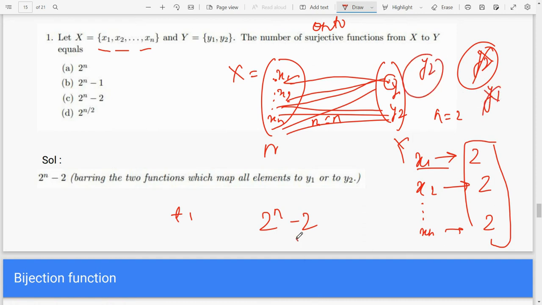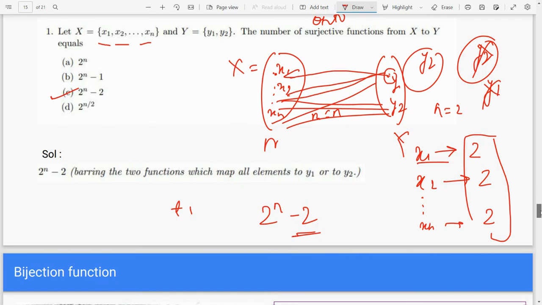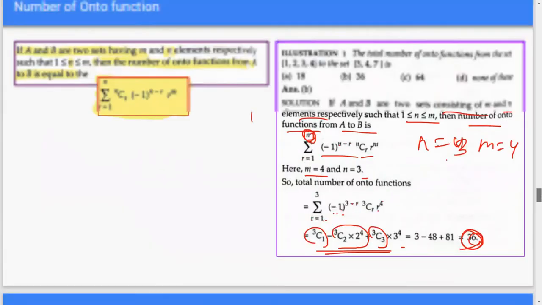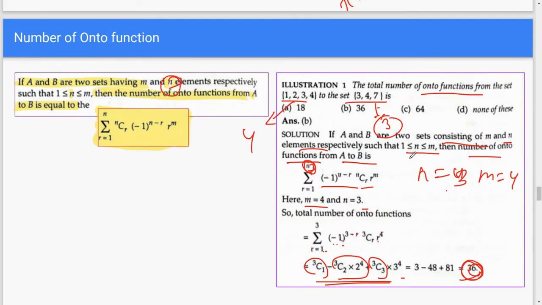So there are two possible cases that we need to ignore, and in all the remaining cases all the elements of y are actually associated with some element of x. That is why the total number of surjective functions is 2 to the power n minus 2. So this is based on intuition only. You don't need to apply the formula because there is a limited number of elements. You can solve this particular thing here also.